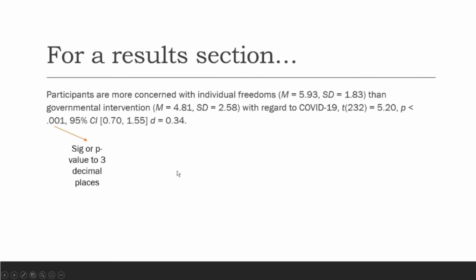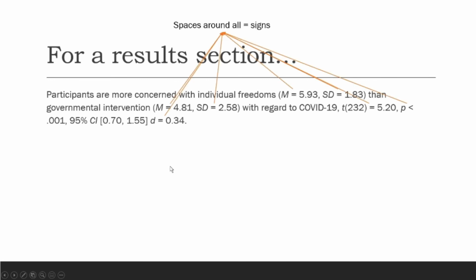We want to make sure that we take our significance or p-value out to 3 decimal places. And we want to make sure that we have spaces around all of our equal signs. And in addition, I didn't have this on there, but we want to make sure that there's also a comma after this confidence interval. So that's how we're going to run, report, and understand t-statistics. I hope that you learned something. Please let me know if you have any other questions.